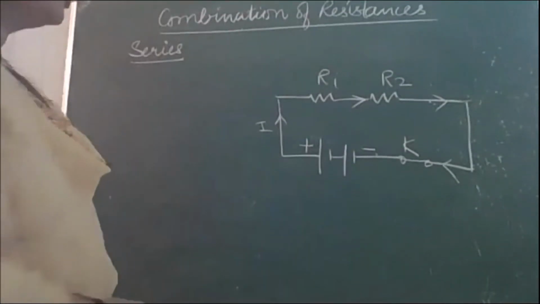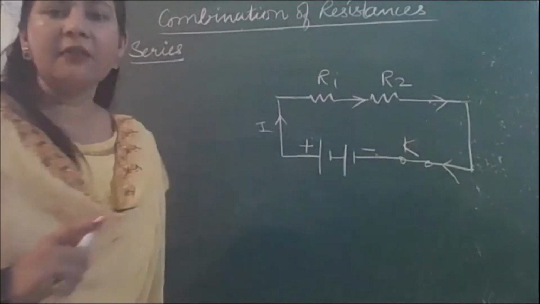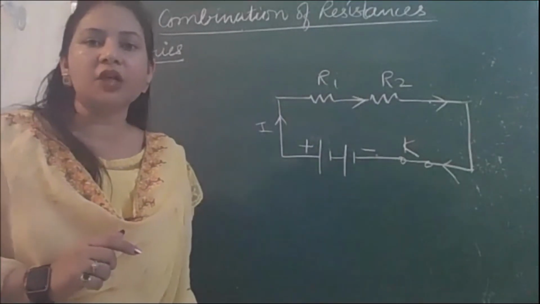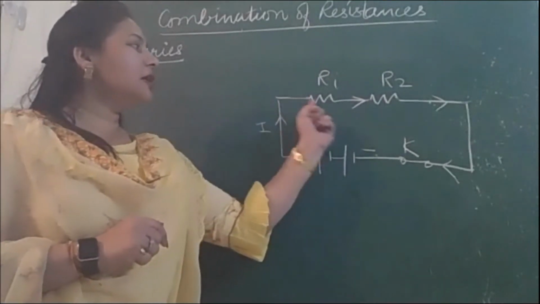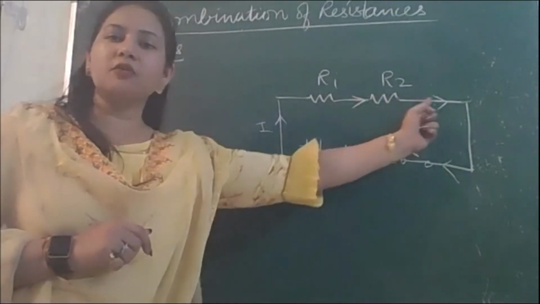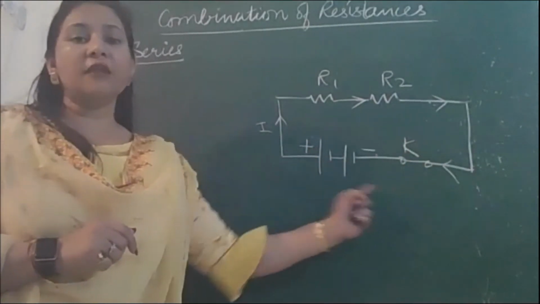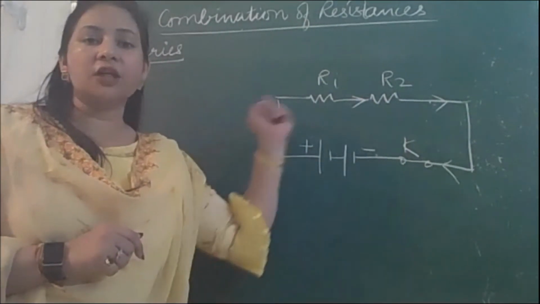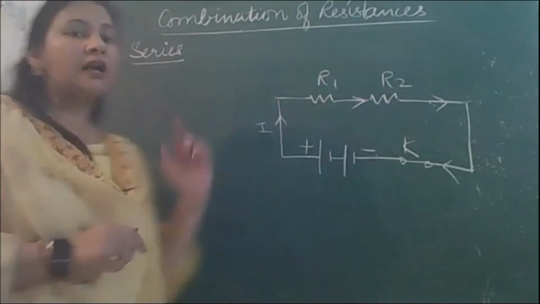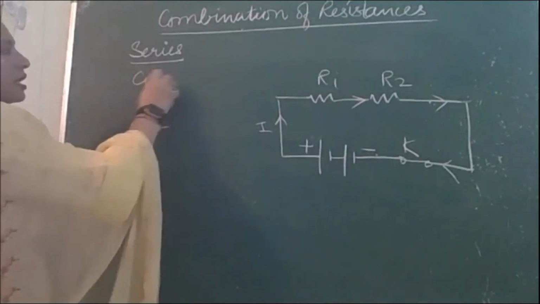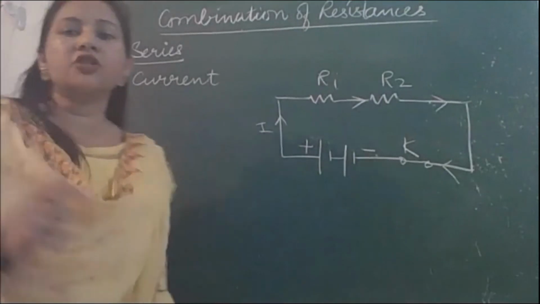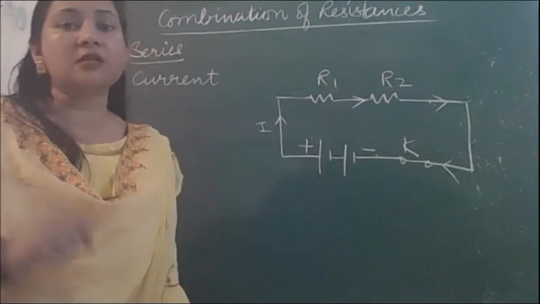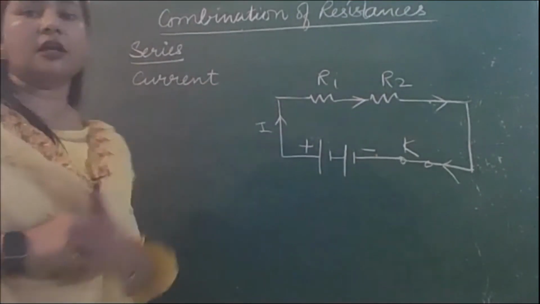Okay, so which physical quantity remains the same here in series combination? Current remains the same. You see that the same current will flow through this one and through this one. So which quantity remains the same in series combination? That is current. Please note it down. This can be conceptual, and the question can also come in MCQ form. Which physical quantity remains same in series combination? That is current.